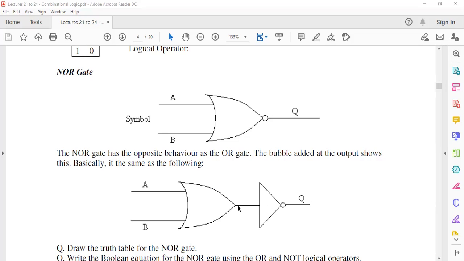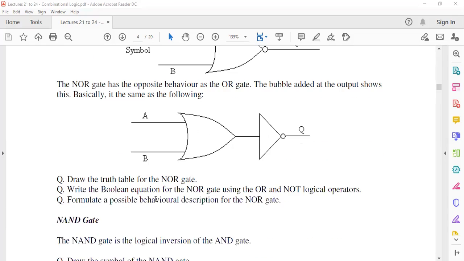So if you combine these 2 symbols here, you just put a small circle here at the end of the OR gate, you get a NOR gate. So if you understood what the OR gate is about, it's just inverting the output. For the OR gate, you get a NOR gate. So I would invite you to do that.